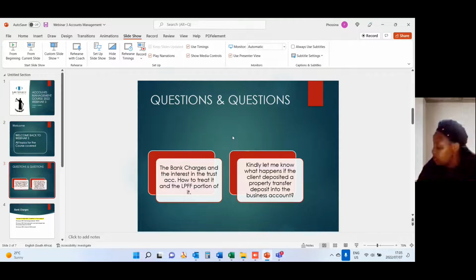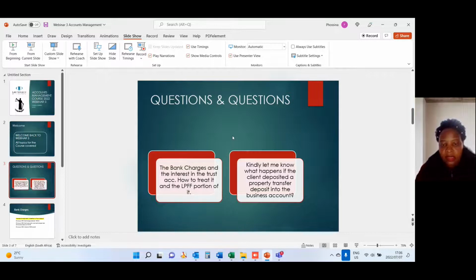Okay, so questions. This is what we asked. We asked you to post questions. So the 2 questions that we posted pertaining to our subject matter. Question number 1, which is on our left, is the bank charges and interest in the trust account, how to treat it, and the LPFF portion of it.